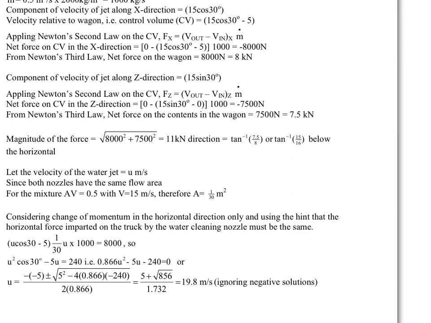Okay, if we look at the quadratic, minus b plus or minus the square root of b squared minus 4ac, over 2 times a. That is the formula for solution of a quadratic equation when you can't factorize it. And you get 19.8. We ignore the negative sign. All negative solutions for velocity are ignored. This ends the solution.